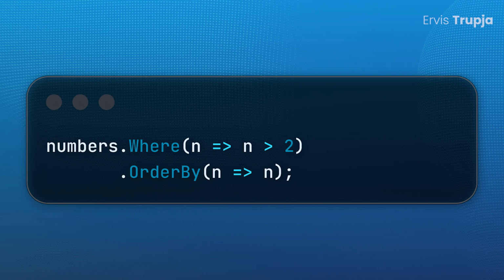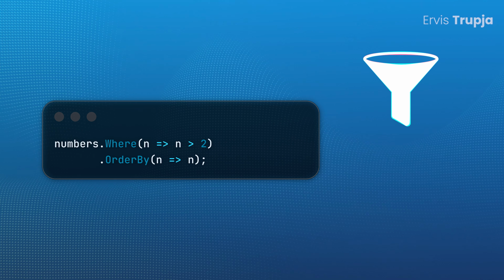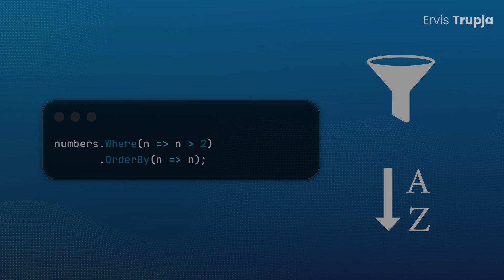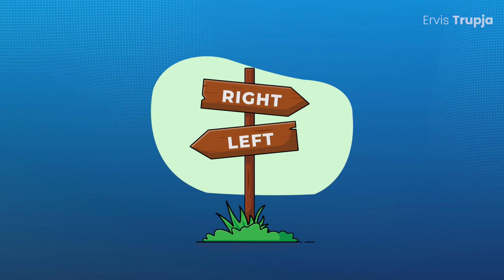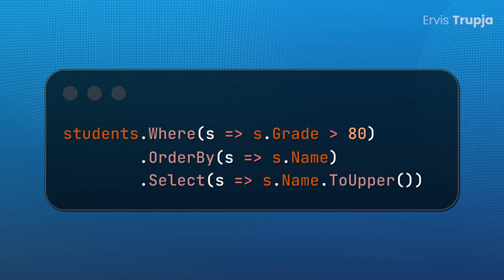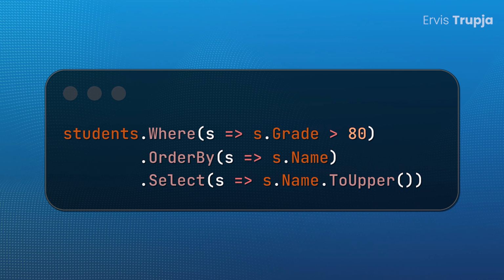Take an array of numbers and chain operations to filter and sort in one expression. The operations flow naturally from left to right. You can chain multiple operations for complex transformations.